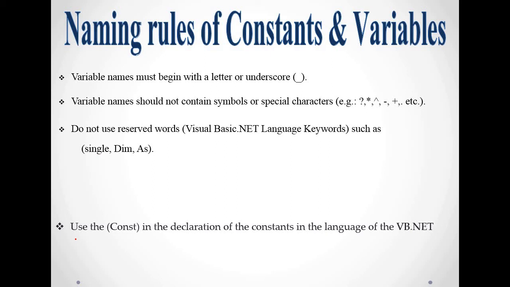About the constant, we start the coding of the constant with the word Const. Use the word Const in the declaration of the constants in the Visual Basic .NET language. So these are the naming rules of the constant and the variables, to give the right name for the variable and the constant to be organized and correct.